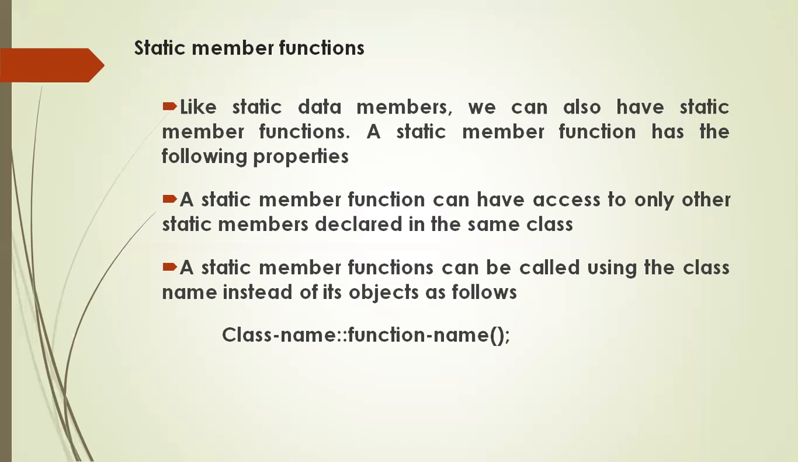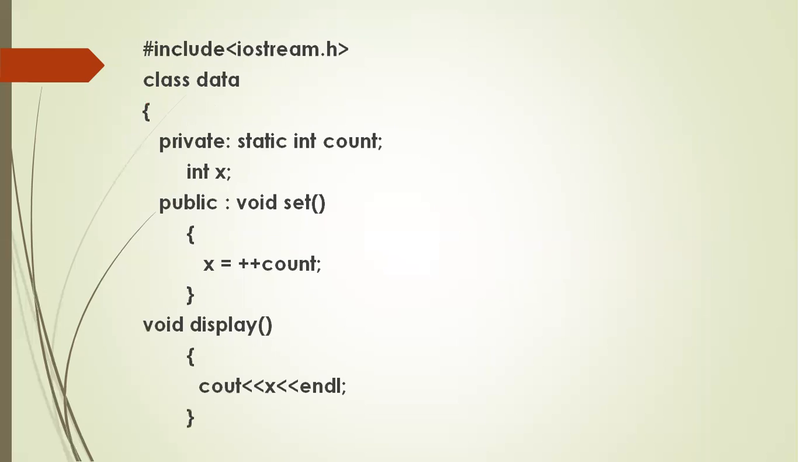To understand how a static member function works in C++, let us consider a simple example program. Class data, private, static int count, int x. Just similar to the previous program, here also the class name is data. It has two data members, count and x. Count is static type, x is non-static.